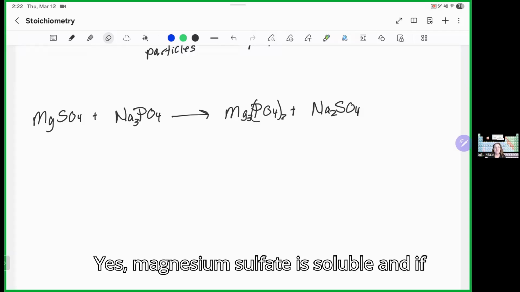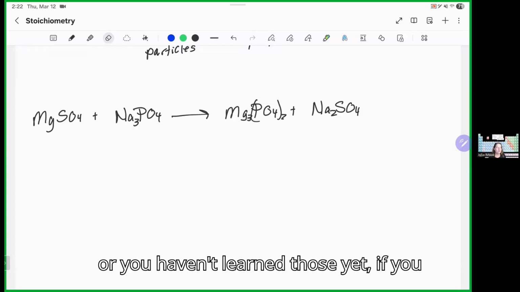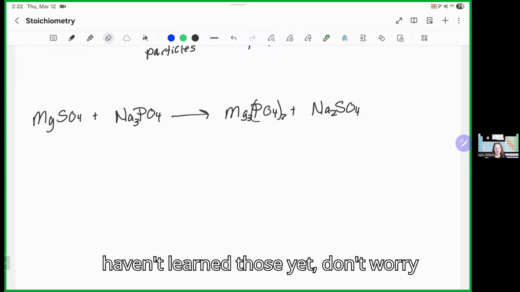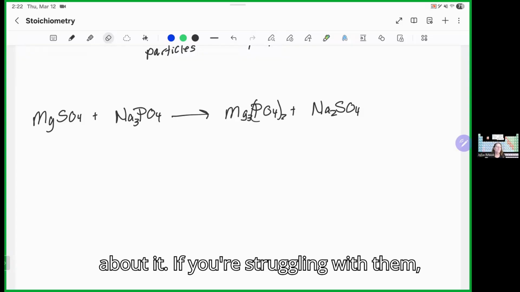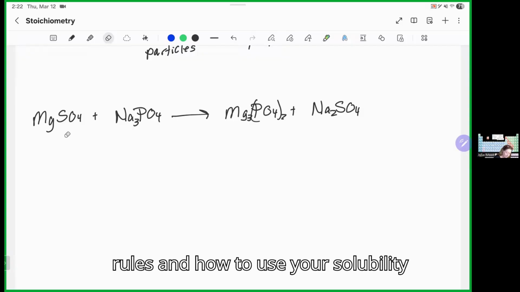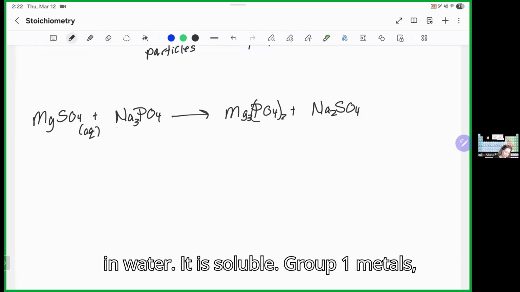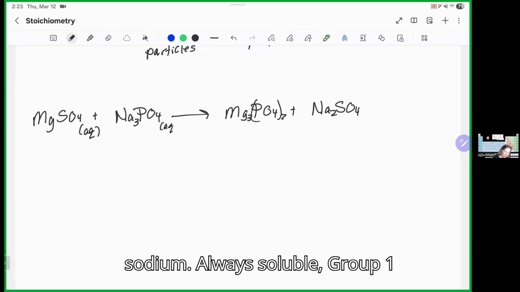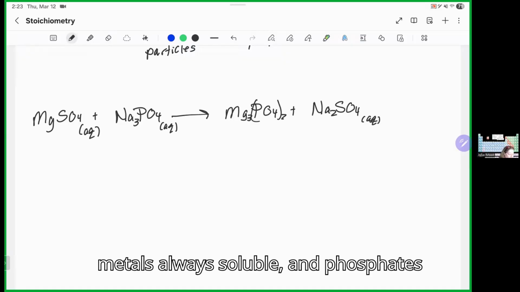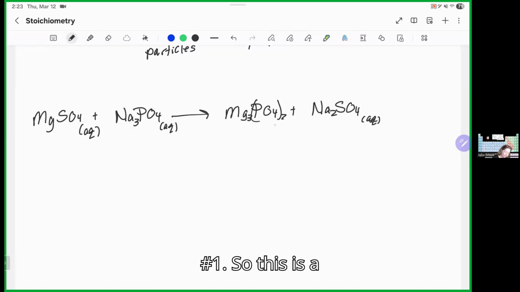Yes, magnesium sulfate is soluble. If you're struggling with solubility rules or you haven't learned those yet, don't worry about it. Go back and watch my video on solubility rules and how to use them. So this is aqueous. It dissolves in water. It is soluble. Group 1 metals, sodium, always soluble. And phosphates are insoluble except with rule number 1. So this is a solid.